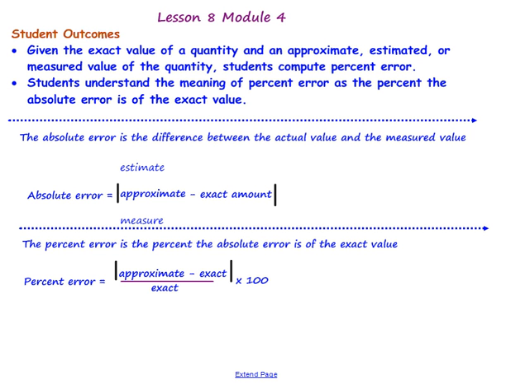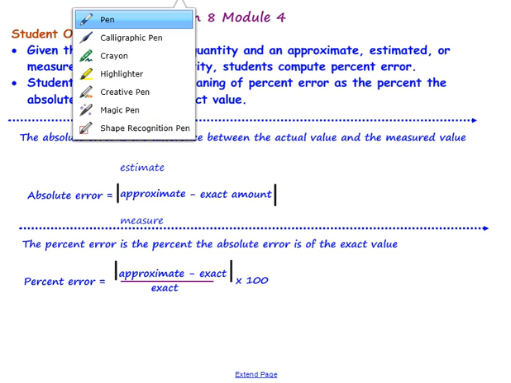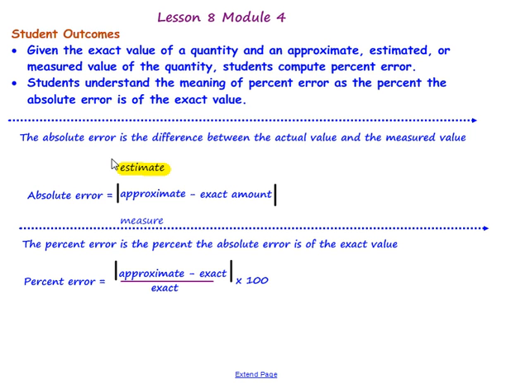The absolute error is the difference between the exact value and the measured value. The absolute error is the approximate amount minus the exact amount. Other words that might be used instead of approximate might be the estimate or the measure. The percent error is the percent the absolute error is of the exact value. So there's a formula that you can use to calculate the percent error.